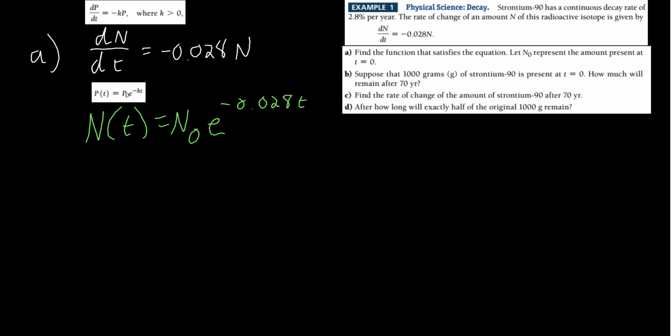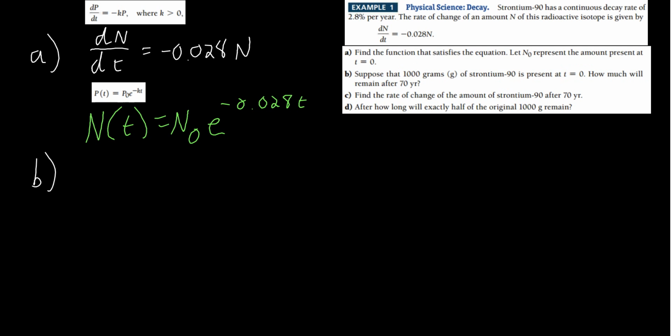Honestly, it's probably a lot easier than I explained it, and I have a tendency to over-explain things, but oh well. So suppose that 1,000 grams of strontium-90 is present at time t equals 0. How much will remain after 70 years? All right, so we're going to put down 1,000 for N naught. In our function, we have 3 unknowns. But in this problem, it's giving us the initial amount, so that's going to be N naught, and it's giving us the time, which is t equals 0. So we can just fill in this equation.